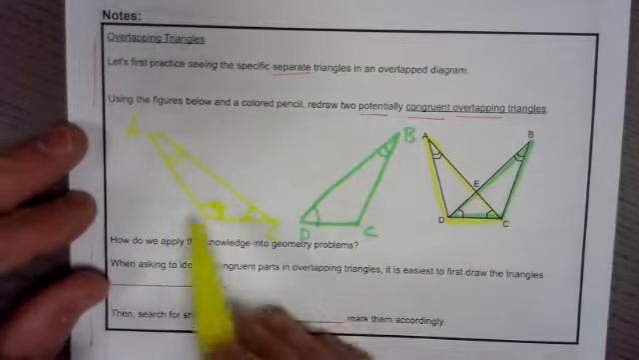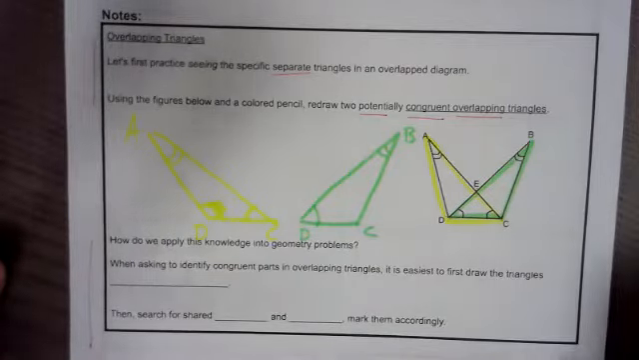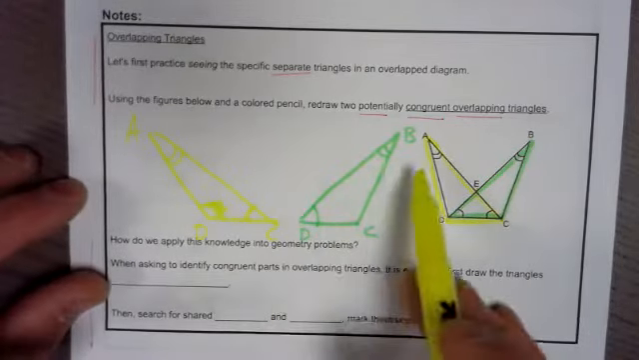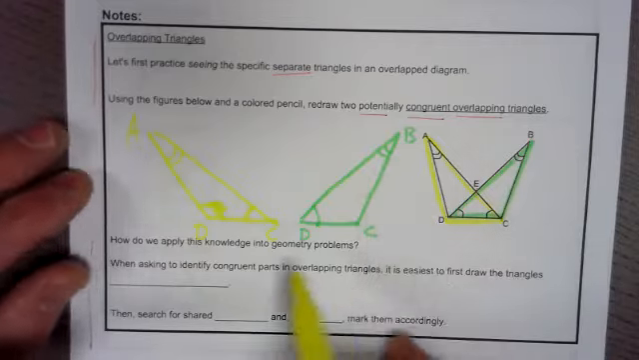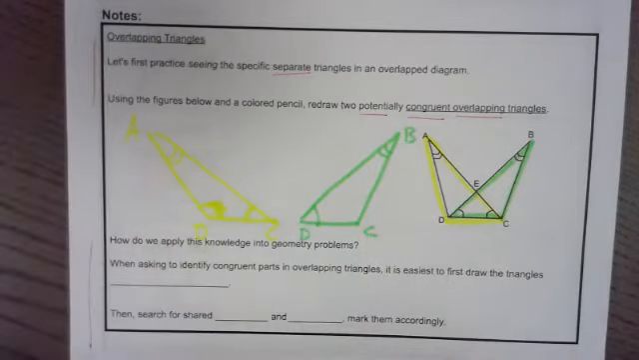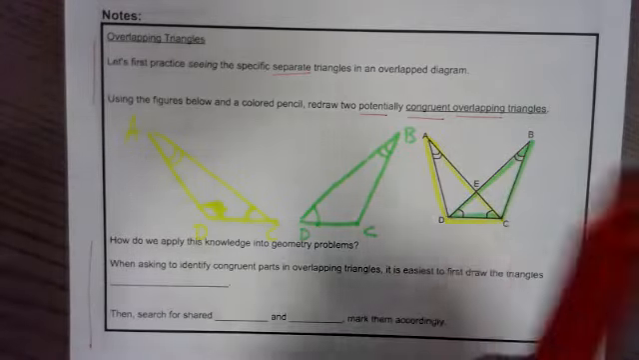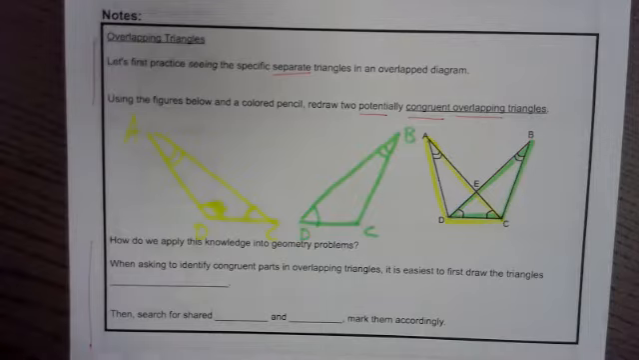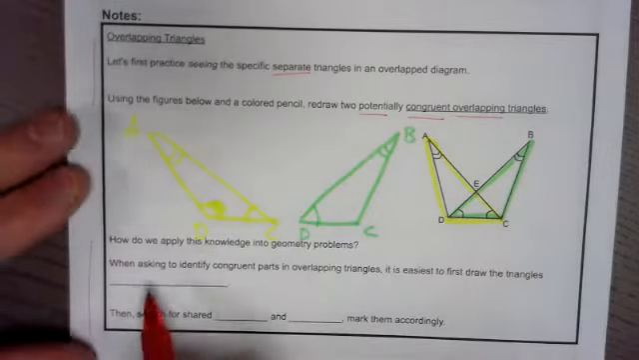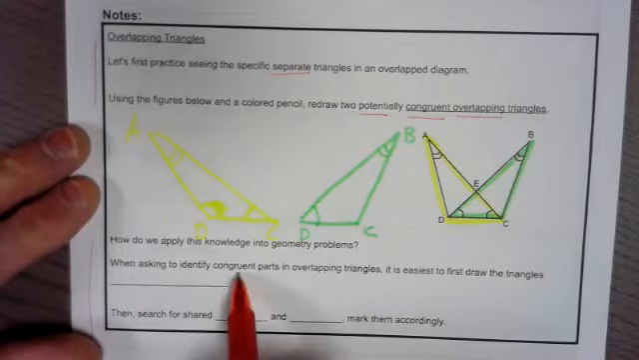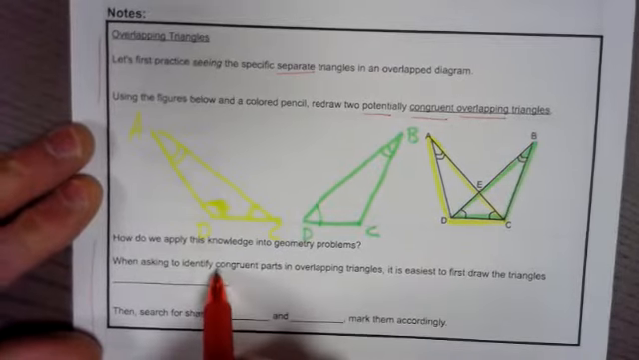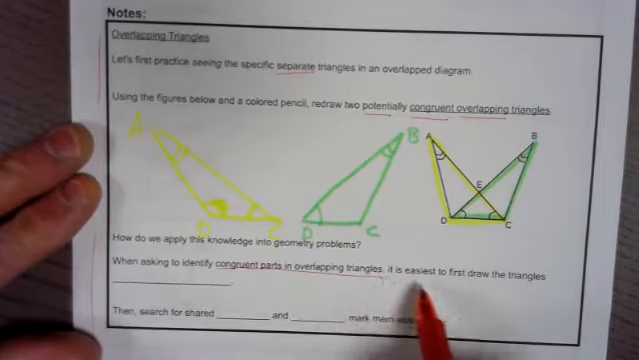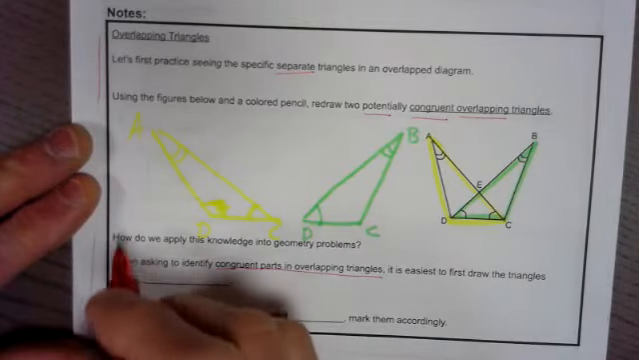So we draw them separately. Now we're not trying to prove them congruent yet, but all we're doing is practicing drawing them separately. Now, how do we apply this knowledge into geometry problems? Well, we want to look at the overlapping parts. What's going to be the same in both particular triangles? And we'll talk about that on the next page when we try a couple more of these problems. But when we're asked to identify congruent parts in overlapping triangles, congruent means the same, right? With overlapping triangles, it's first easier to draw the triangles separately.